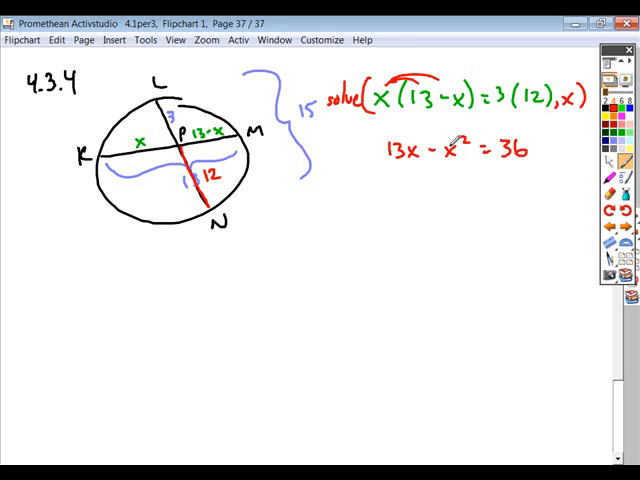Okay, we have a quadratic form here. In order to solve a quadratic, we need to move everything to one side, preferably so the leading coefficient is positive. So let's add an x squared to both sides, subtract a 13x from both sides. That leaves nothing on the left. And then the 36 stays as it is. And now what you're looking to do is to factor this expression. Are there two factors of positive 36 whose sum is negative 13?